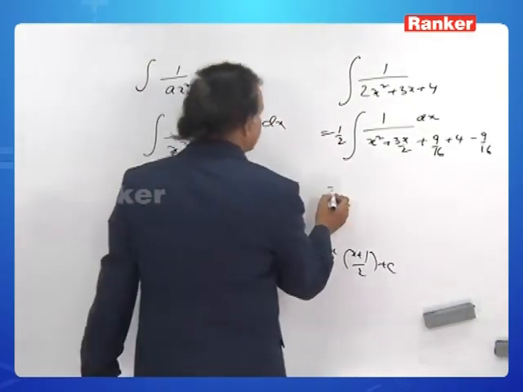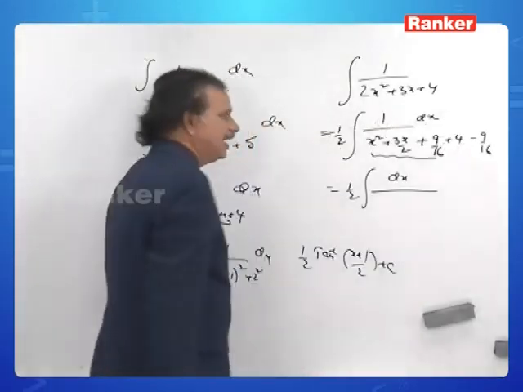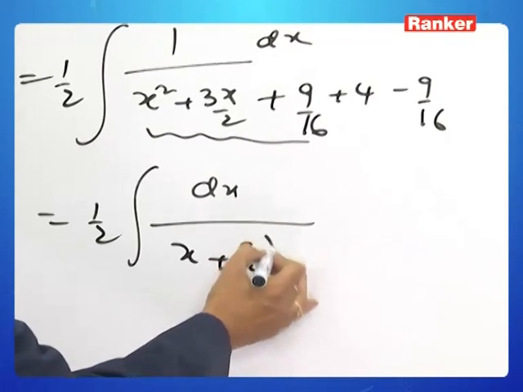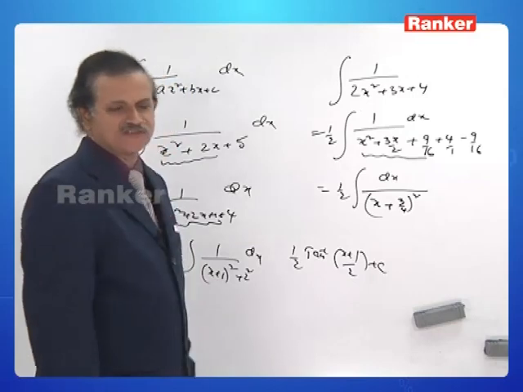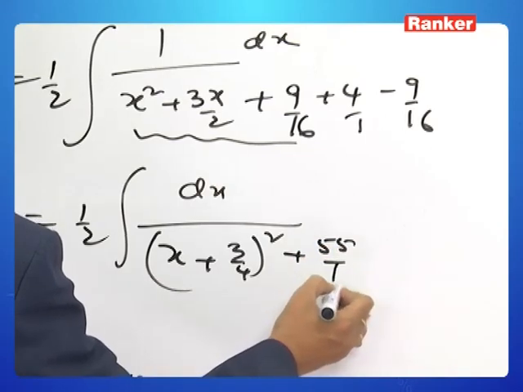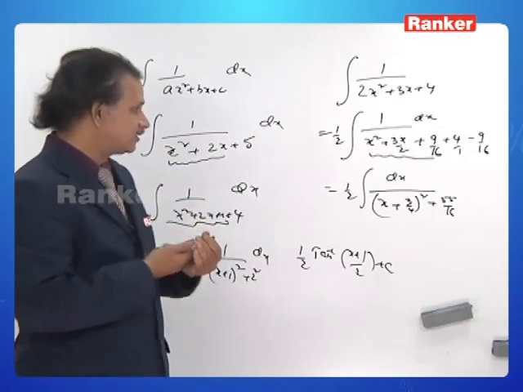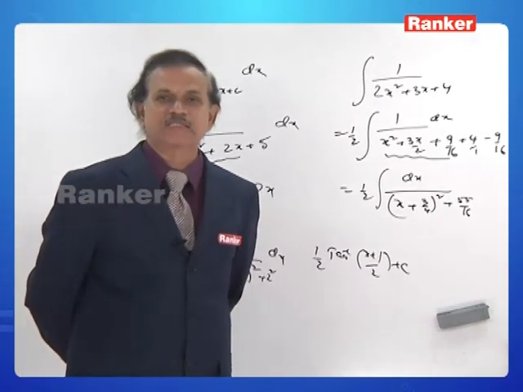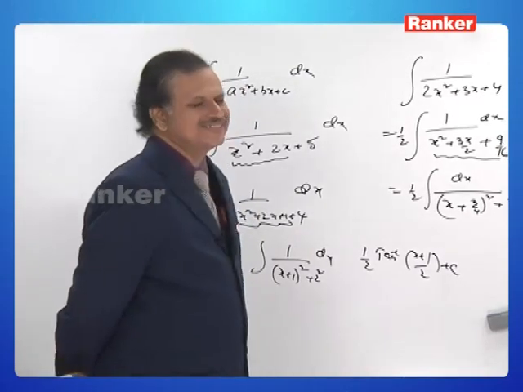What happens? This is equal to half into the first three terms give you x plus 3 by 4 whole square. Next, what is 64 minus 9? It is 55. Plus or minus? 55 by 16. Again, that looks like x square plus a square. In the place of x, we have x plus 3 by 4. And in the place of a square, we have 55 by 16. And so what is a? Root 55 by 4.